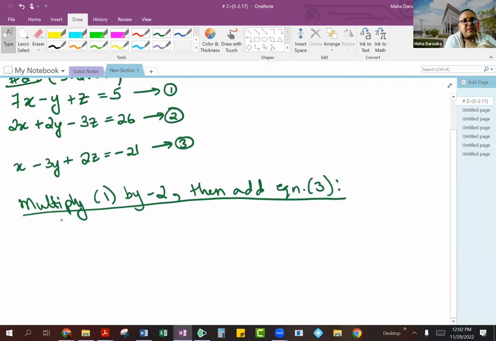If you're multiplying the first equation by -2, what will we end up with on that one, guys? Because you're multiplying the entire equation, so from the left all the way to the right. So what will that new equation look like once we multiply equation 1 by -2?